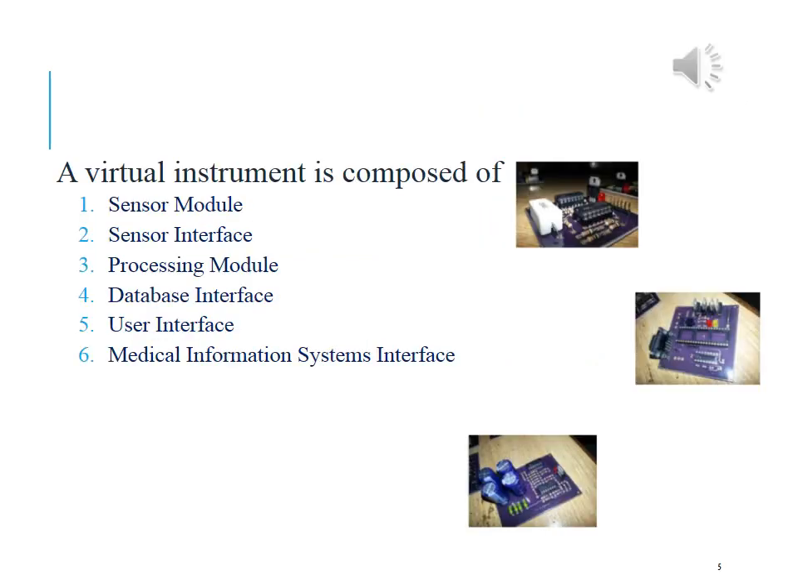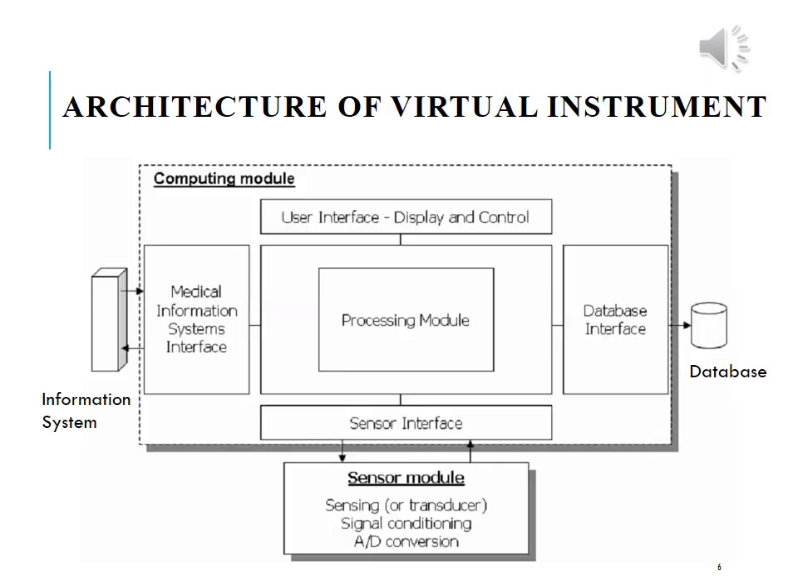A virtual instrument is composed of the sensor module, the sensor interface, processing module, database interface, user interface, and medical information systems interface. So there are 6 sub-blocks in a virtual instrument. So this is basically the architecture of a virtual instrument, and it contains the 6 sub-blocks which we have mentioned in the previous slide.